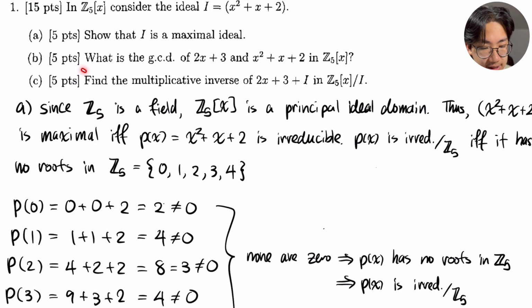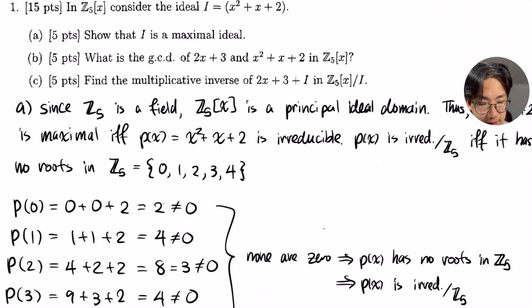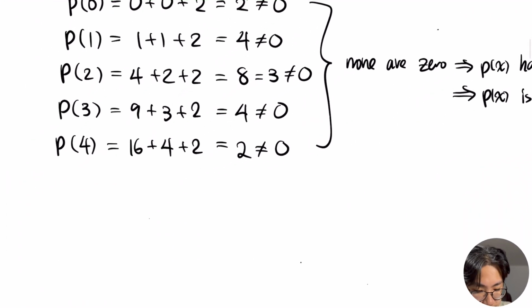Part B asks us to find the GCD of 2x plus 3 and that same polynomial we were looking at, x squared plus x plus 2, in Z mod 5, or in this ring of polynomials. Because we just showed that this polynomial is irreducible, we know that its only divisors are 1 and itself, but I'm just going to use the division algorithm, which will kind of speed up part C, because you'll eventually have to use it anyways. So let's do that. Again, we divide the higher degree polynomial by the lower degree polynomial. So we could set it up as follows. So here we have part B.